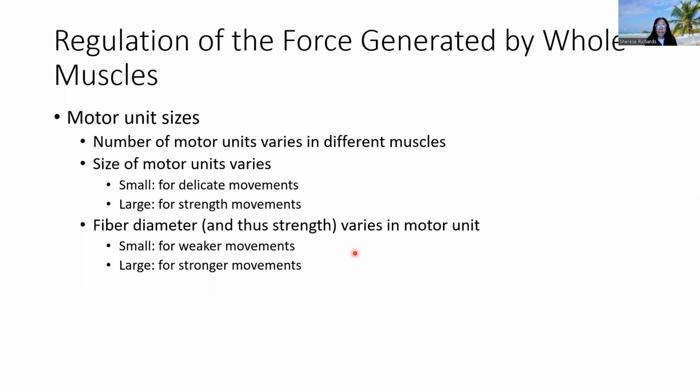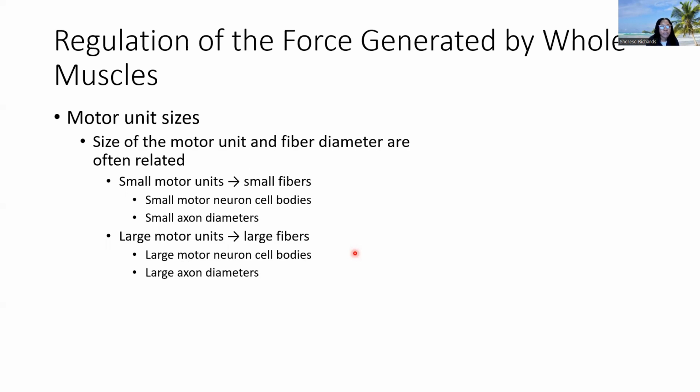Large fiber diameter, which will have more of those myofibrils packed in there, that's going to be required for more strength, right? More powerful contractions, and that will be recruited last. Think about lifting a piece of furniture, lifting a heavy backpack. That will recruit larger units with larger fiber diameters.